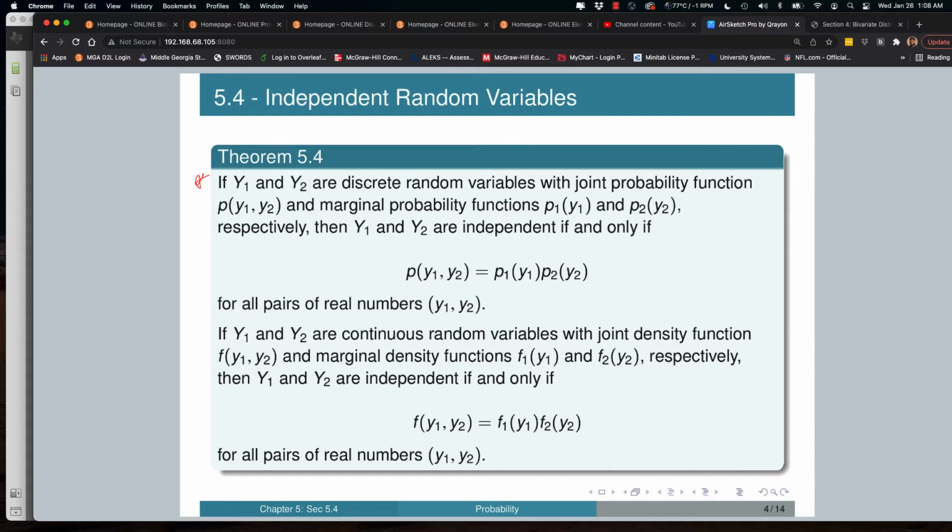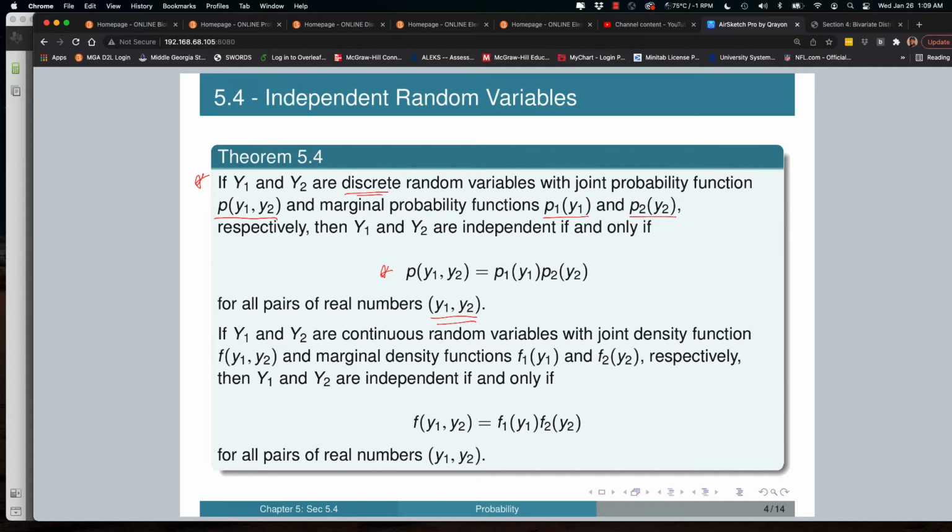So if we have our two discrete random variables, and we have a joint probability function p of y sub 1 and y sub 2, and the marginal probability functions p sub 1 of y sub 1 and p sub 2 of y sub 2 respectively, then if this formula holds true for all pairs of real numbers, for all ordered pairs, then we'll say that y sub 1 and y sub 2 are independent.